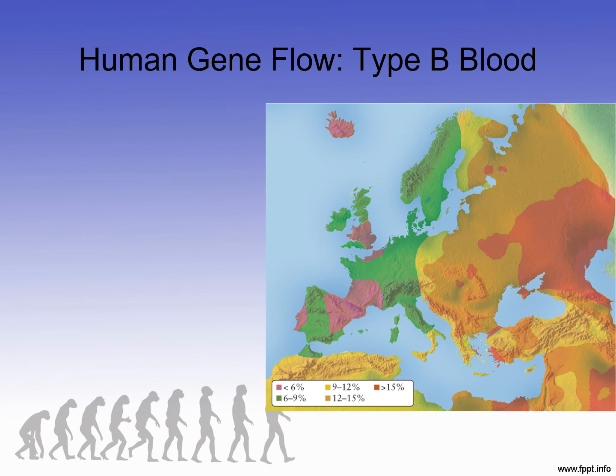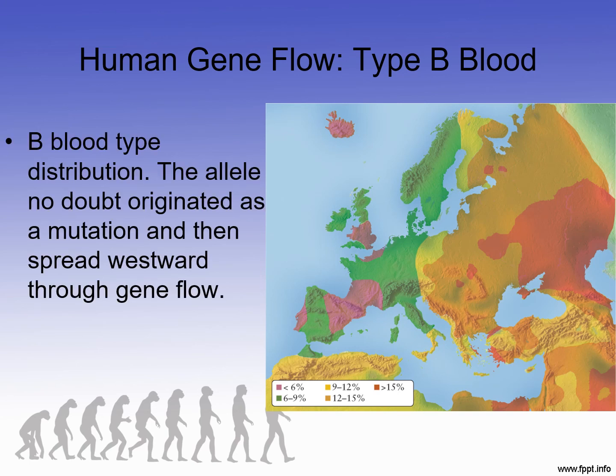We also see in our evolutionary history the human gene flow of type B blood. If you look at the B blood type distribution on the chart here, the allele no doubt originated as a mutation and then spread westward through gene flow. So we can actually map different genes that have moved through different populations over time.